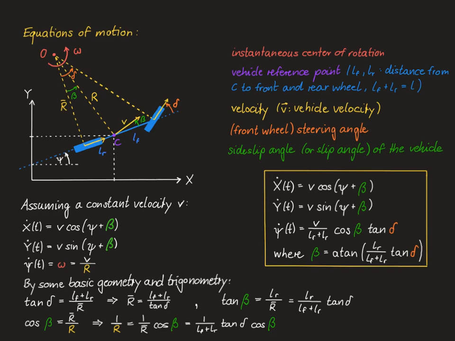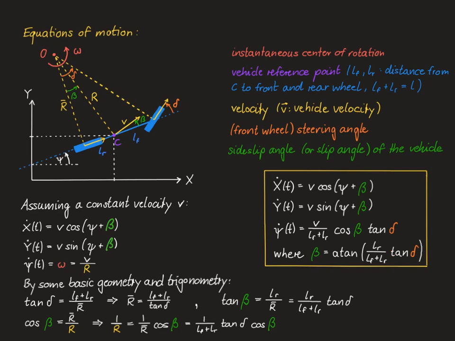In summary, we have obtained the equations of motion for the kinematic bicycle model by 3 nonlinear differential equations for the 3 states of the vehicle, namely x, y, and psi. And there's one input to that model, namely the steering angle delta, and the sideslip angle beta is just given by a static trigonometric transformation of the steering angle delta, which depends on the location of the vehicle reference point.